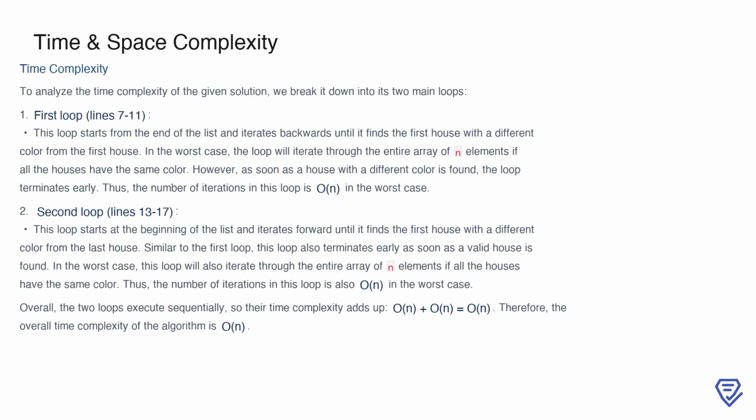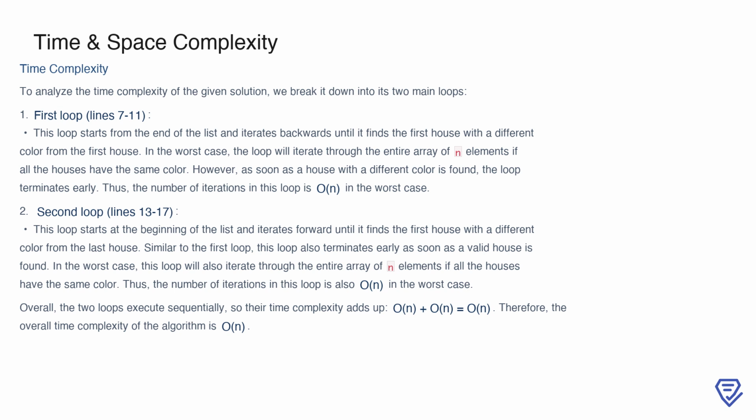To analyze the time complexity of our solution, we start by breaking it into two main loops. The first loop begins at the end of the array and iterates backward until it encounters a house with a different color from the first house. In the worst-case scenario, when all houses have the same color, this loop will go through every single element in the array of size n. However, as soon as a house with a different color is found, the loop stops early, meaning the number of iterations is at most n.